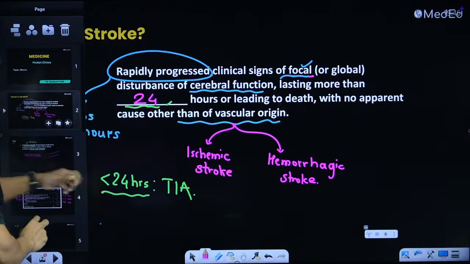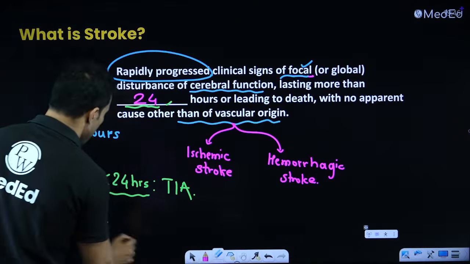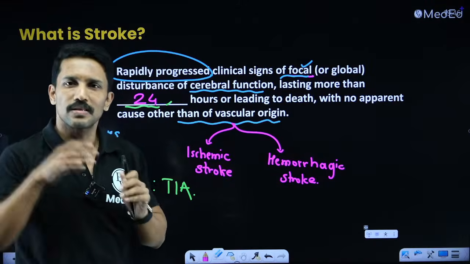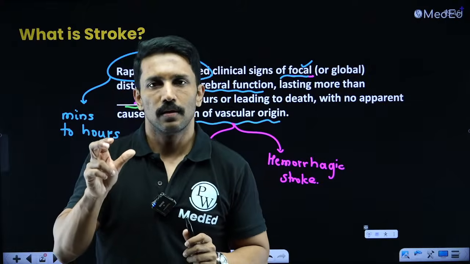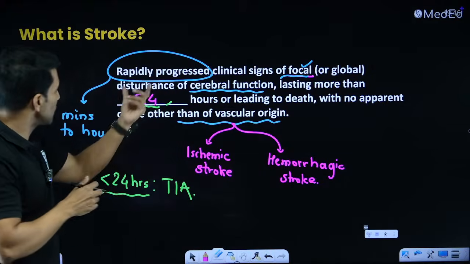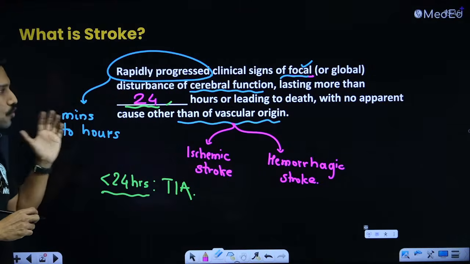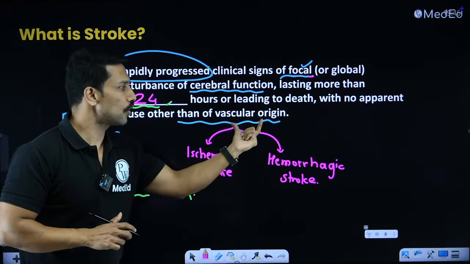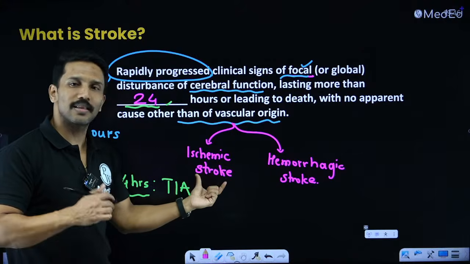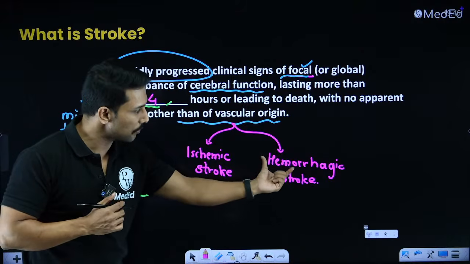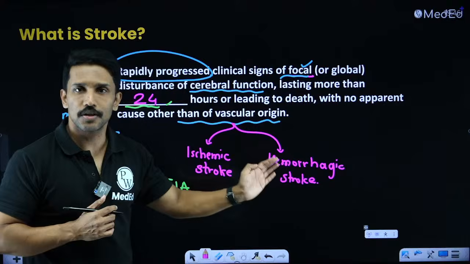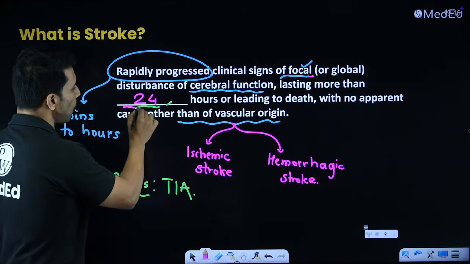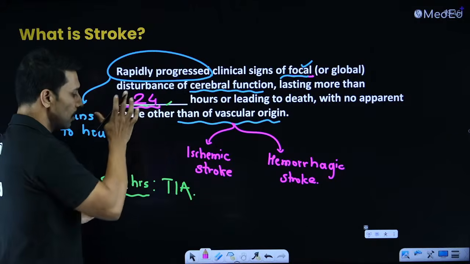I'll begin with the basics first again. So what is stroke? We have understood. Stroke basically refers to loss of function of some part or all of the brain which has evolved very rapidly within minutes to hours. And the reason for this loss of function is some pathology of the blood vessel. Either it was blocked, in that case it is ischemic stroke, or it has ruptured and bled, in that case it is hemorrhagic stroke. By traditional definition, the symptoms of this loss of function should last for 24 hours.